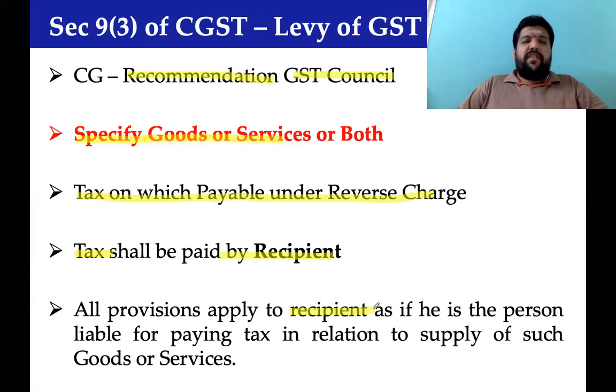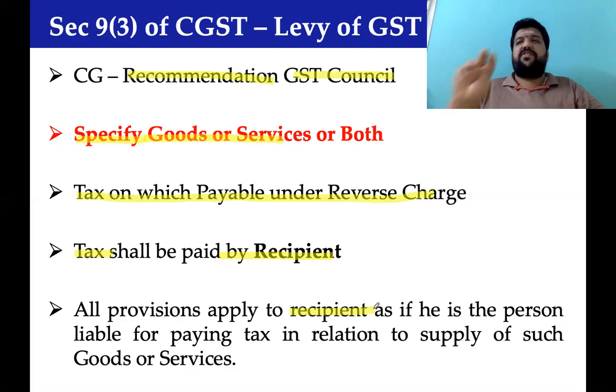What is that you are trying from 9.3? My intention of 9.3 is very simple. Not all goods are liable for reverse charge. If the service that is received by you, if the goods that is received by you is covered under the list that is mentioned by the government, then as a recipient, you are liable to pay tax. Levy itself is entrusted on the recipient. Liability to pay tax is not on the supplier. Liability to pay tax is on the recipient.